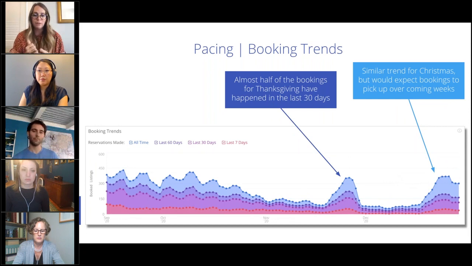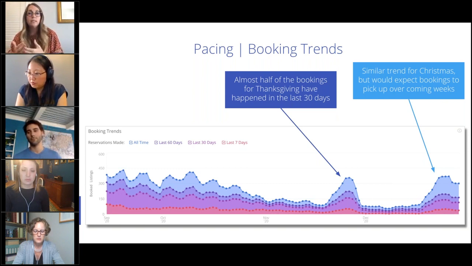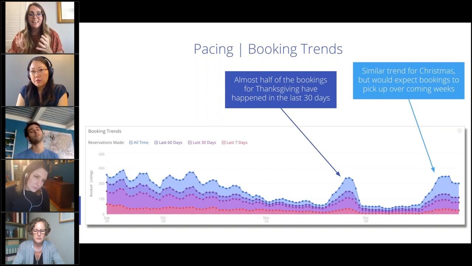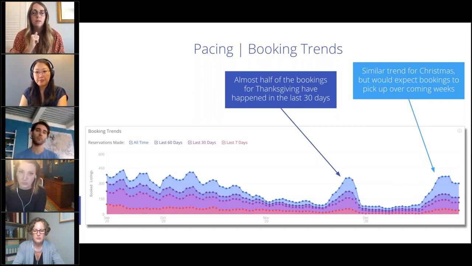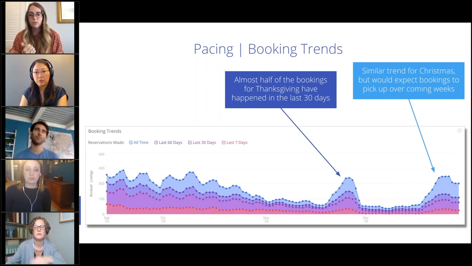And then my last and final slide here in terms of the booking trends is really about for what time frame your competitors are getting bookings and when those reservations happened. How recent were they? Another example here in Santa Fe, we can see that for those Thanksgiving reservations, in those bottom 2 stacked area charts, about 50% of the reservations have happened in the last 30 days. So people are actively booking for Thanksgiving.